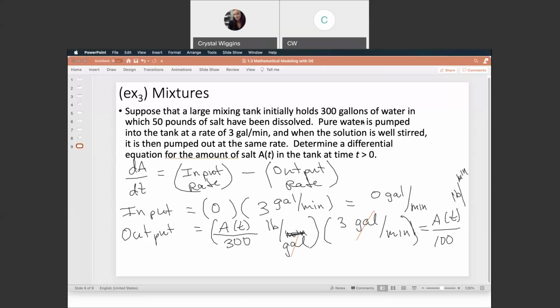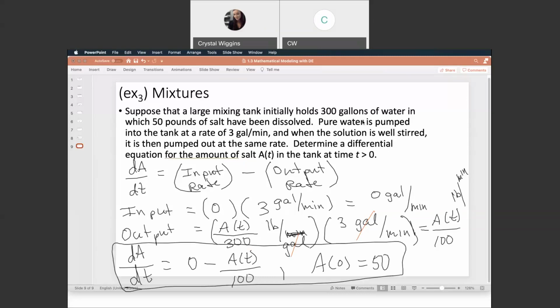So our final result, our change in amount of salt over the change in time, is going to be the input rate minus the output rate, where our initial value is 50. And that's it. That's all we are putting together: reading the problem, understanding how to put things in the correct places, and setting it up. And then there would be additional information if we were asked to solve this. Right now we have nothing to solve.